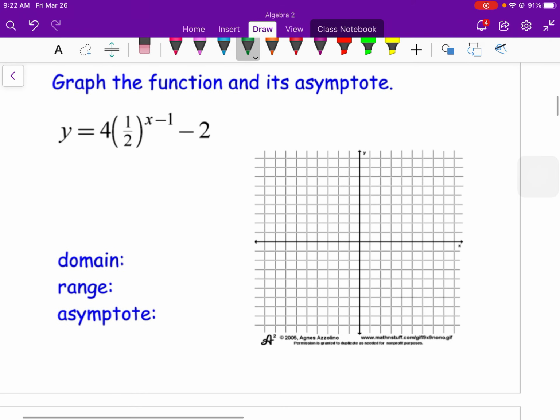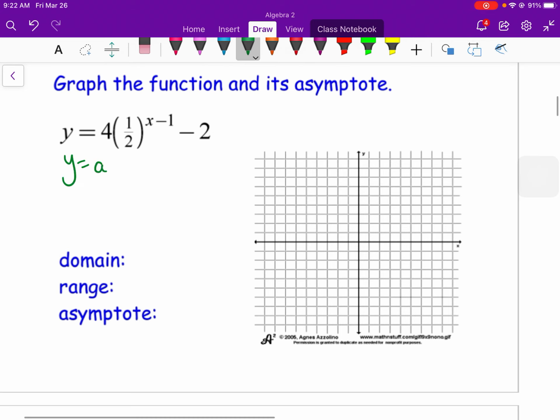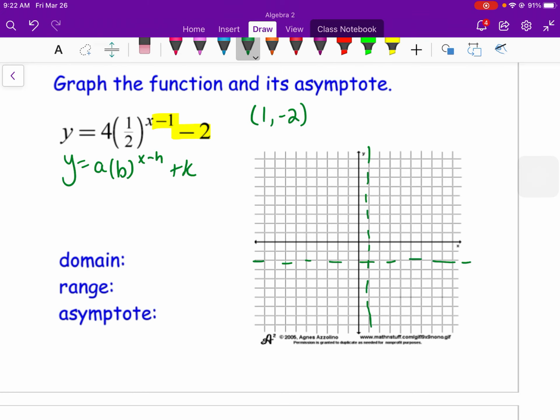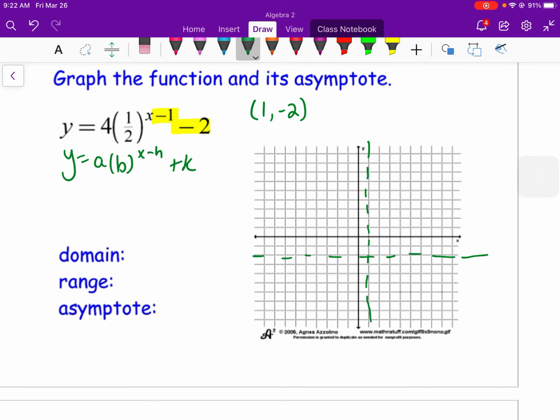All right, so let's practice graphing an exponential problem. So our general form is a times b to the x minus h plus k. So we can identify our shift first from these two values, which would be +1, -2. So if we shift our graph over +1, down -2. The next thing I'm going to do is make a table. I might not have enough room here, but I'm going to scoot it over a little bit.